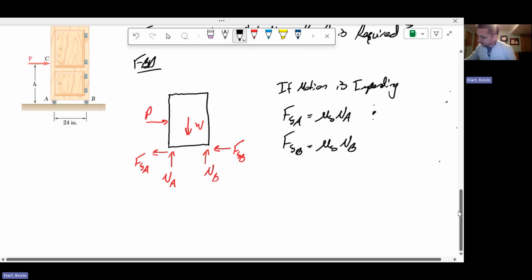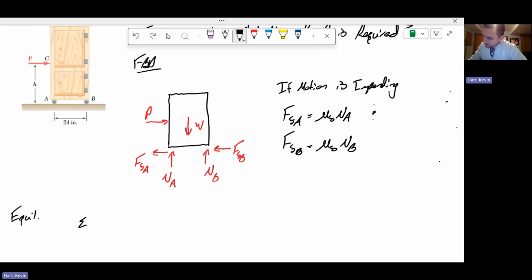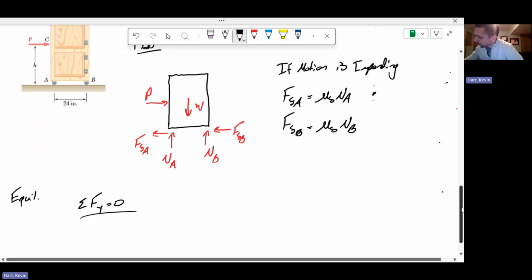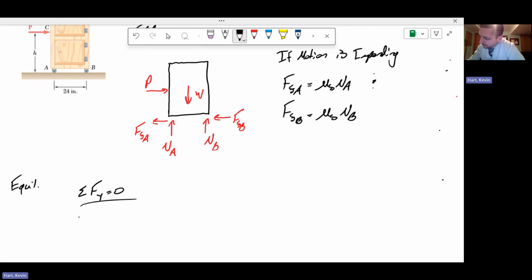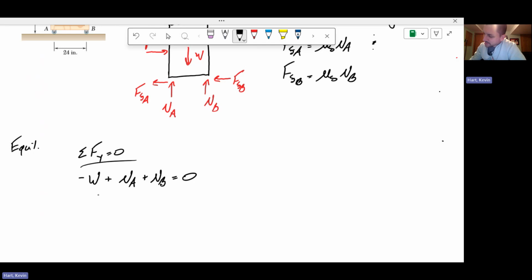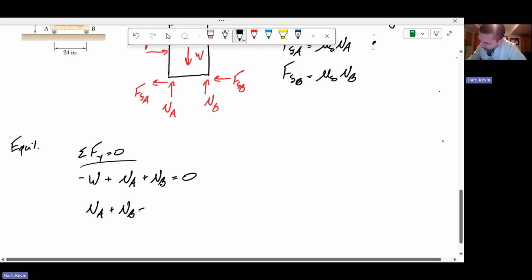Now, let's do our equilibrium for this situation. Actually, let's start with sum of the forces y. I think it's more instructive to look at sum of the forces y first. So here we go, sum of the forces y. We've got the weight acting down, and we have NA and NB up. I'm going to rearrange this slightly in a strategic way that we're going to use later. NA plus NB equals the weight.